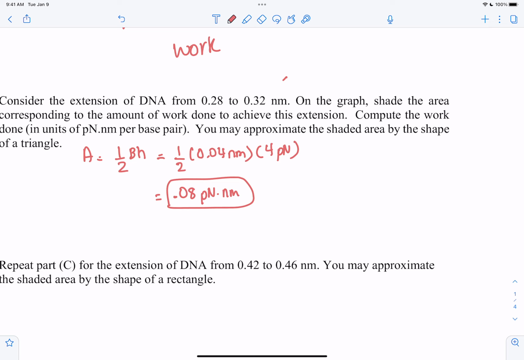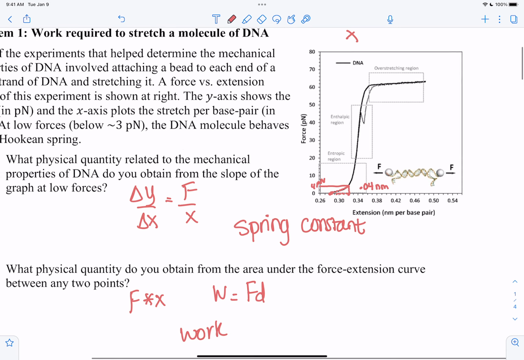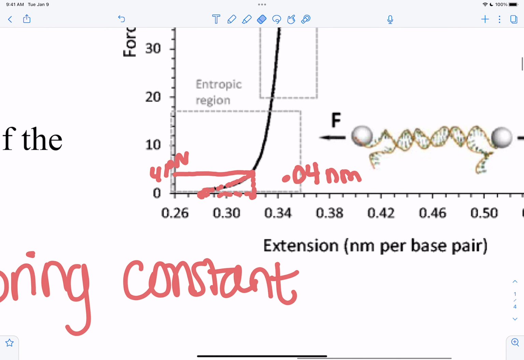Cool. 0.05? Oh, you mean... Oh, 5 piconewtons. Okay.